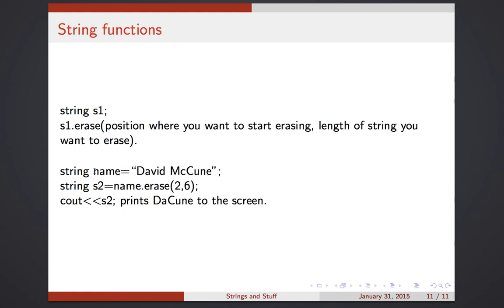So for whatever reason, if I have this name here, and it's David McCune like always, suppose that I want to erase starting at position 2, so starting at V, the first 6 characters that I see starting at position 2, which would be these 6 characters, VID space MC. The way I would do that is name.erase, start at position 2, and delete the first 6 characters you see. So the result of doing that is just a Dakun here, because it's erased VID MC.